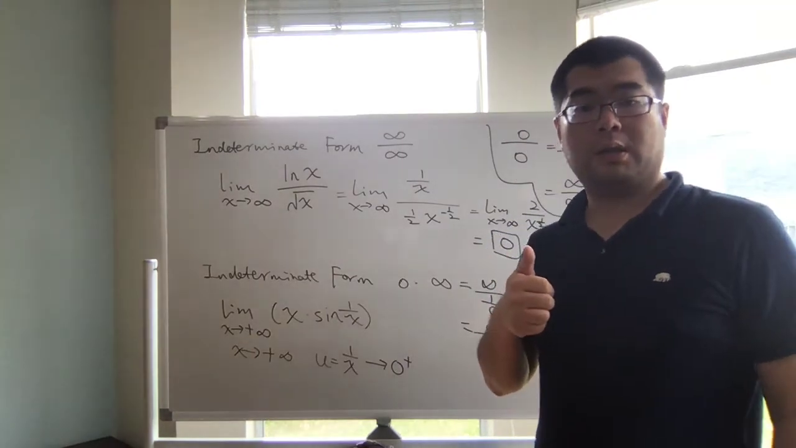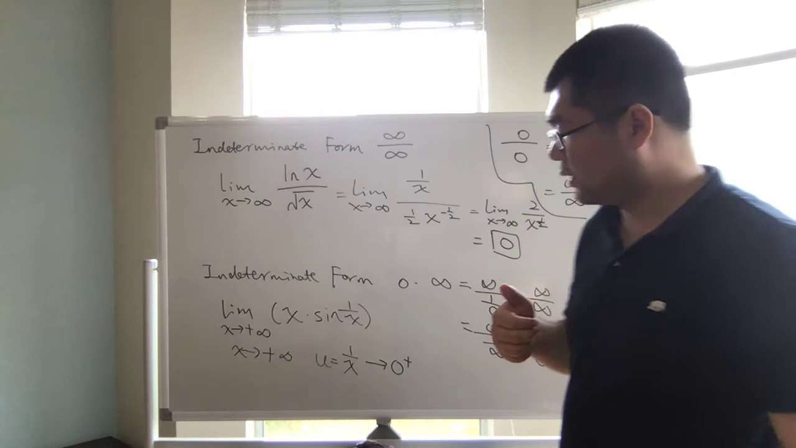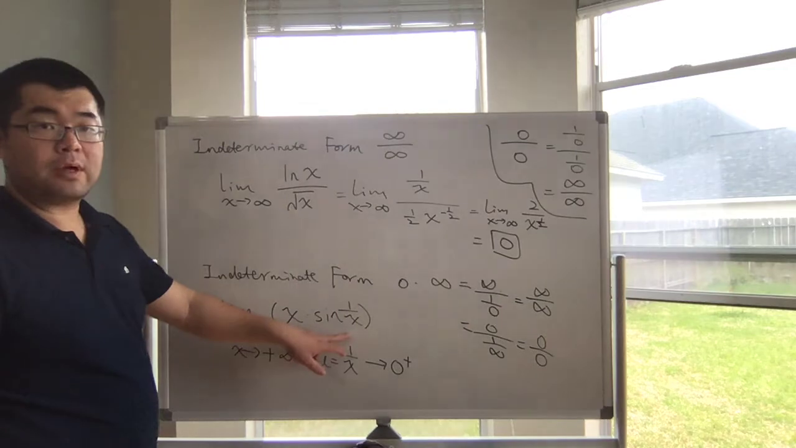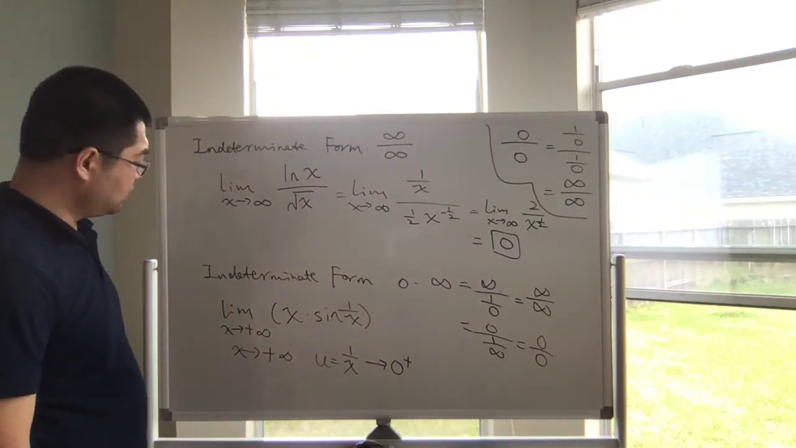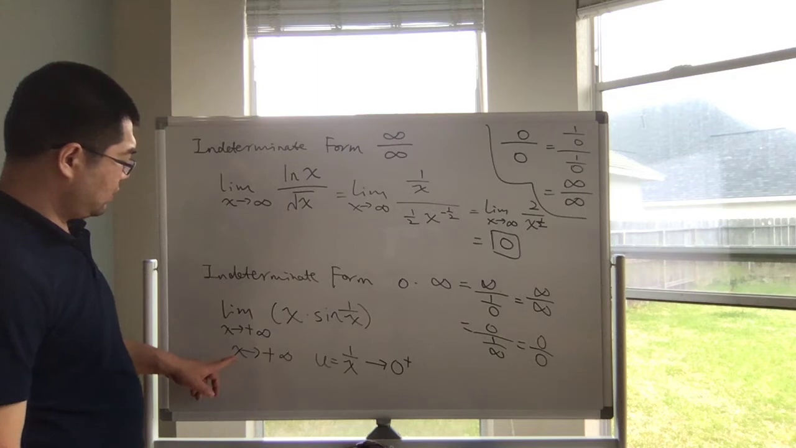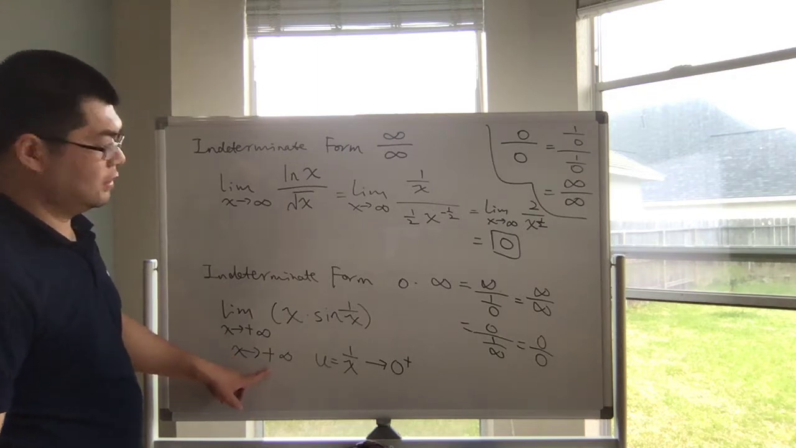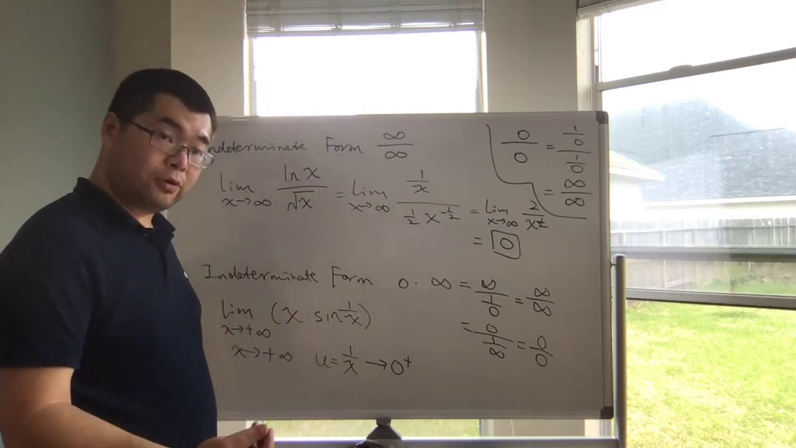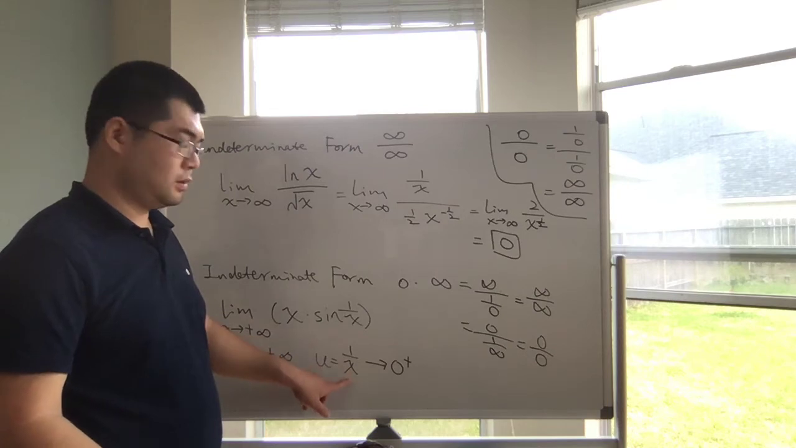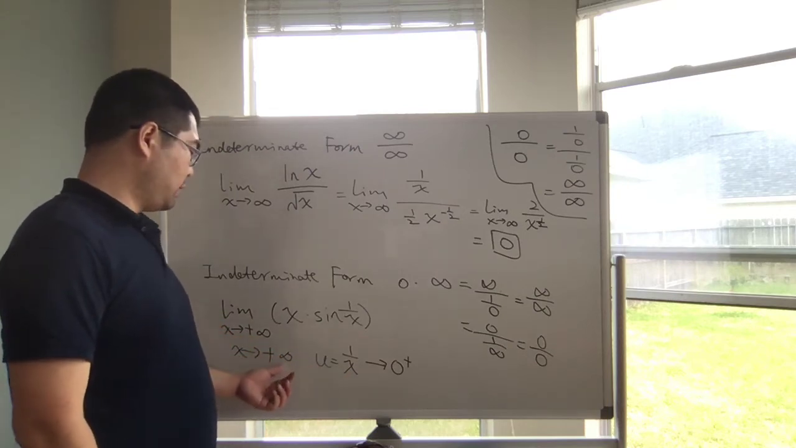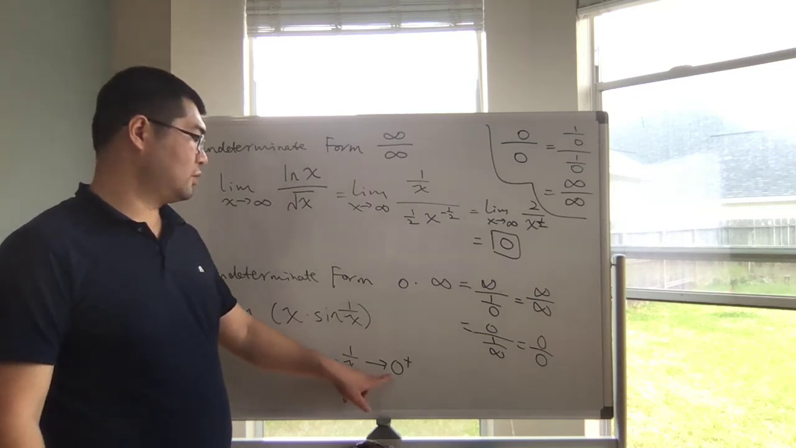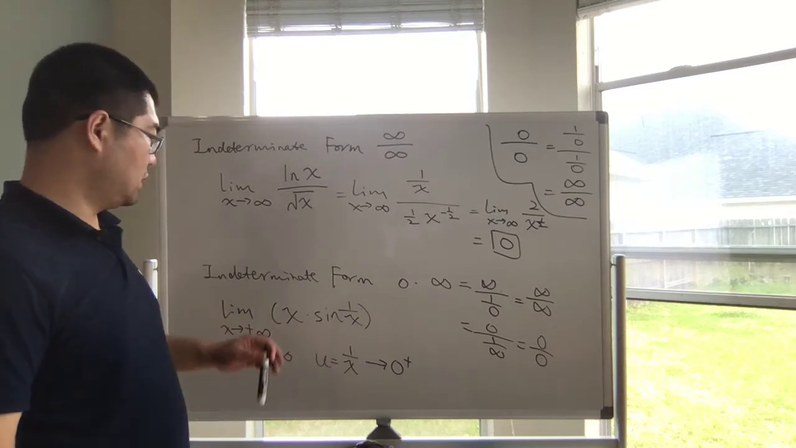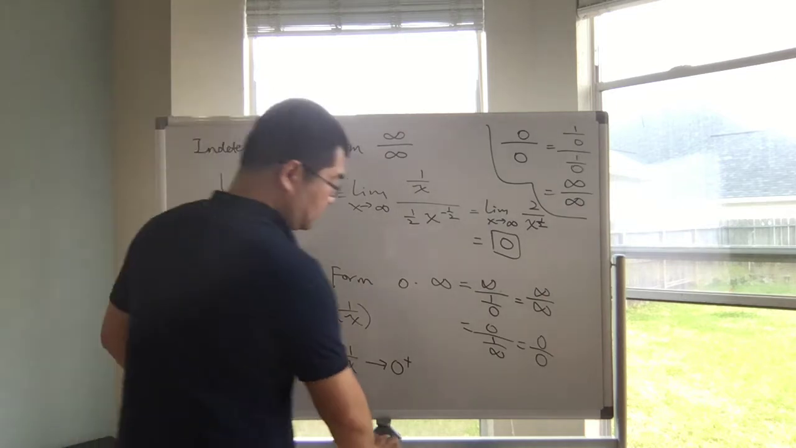let's think about a substitution way. So here's how I think. Since I have x and I also have 1 over x, what I can do here is, when x goes to infinity, I would like to introduce one intermediate variable, u equals 1 over x. And as you see, when x goes to positive infinity, then u is going to go to 0 from the right hand side, right?